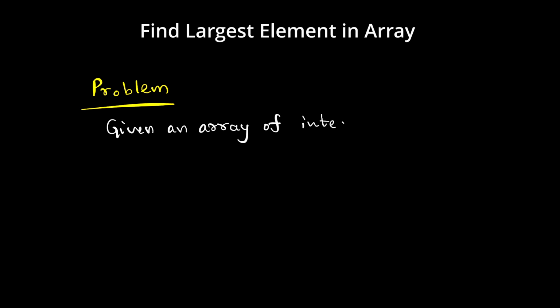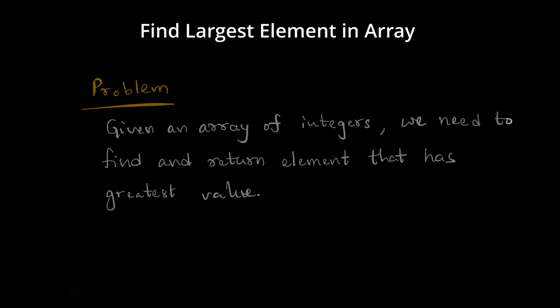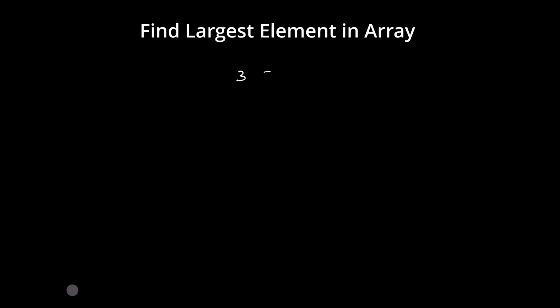In this video, we're going to learn how to find the largest element in an array using Python. The problem is simple. Given an array of integers, we need to find and return the element that has the greatest value. For example, consider the array 3, 7, 5, 9, 4. In this array, the largest element is 9 because no other element is greater than 9.